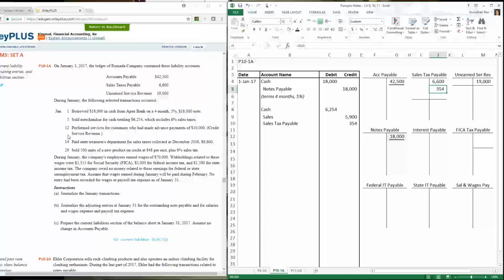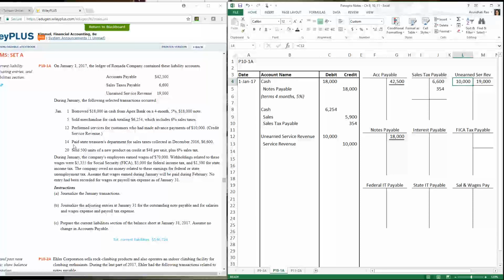The third transaction happens on January 12th. I performed services for customers who had made advance payments of $10,000. So they're telling me that this unearned service revenue, I have earned 10,000 of the 19. So when I do the work, I'm not going to get cash. I just reduce my liability. Unearned service revenue debit, service revenue credit, and that's for $10,000. So my unearned service revenue is debit. I'll put that on the debit side, $10,000.